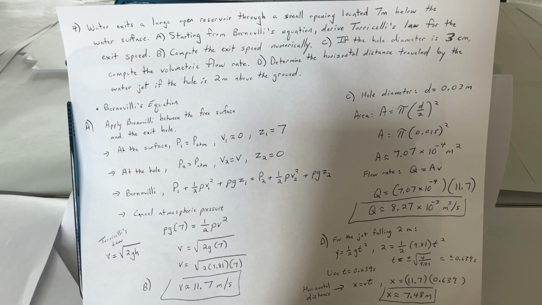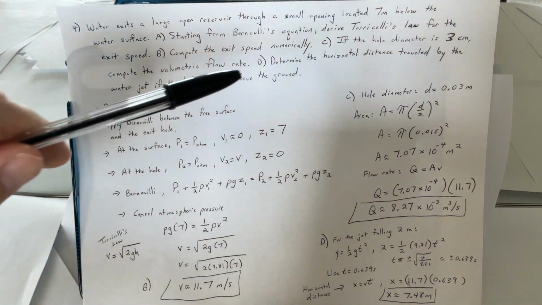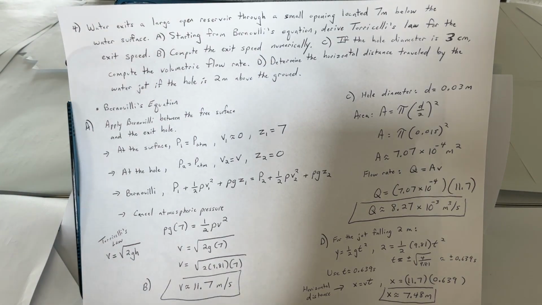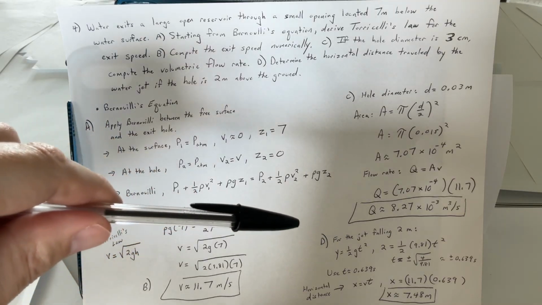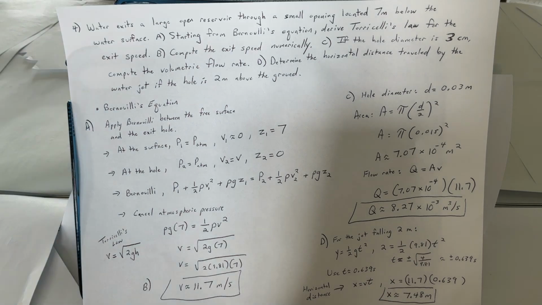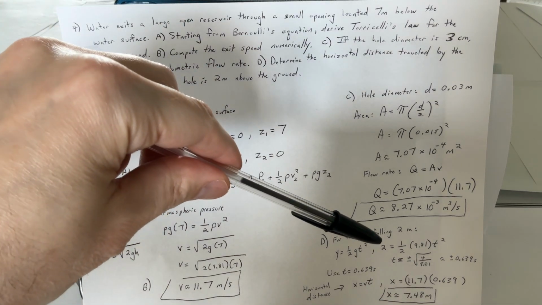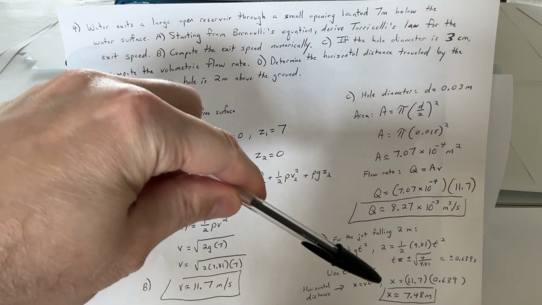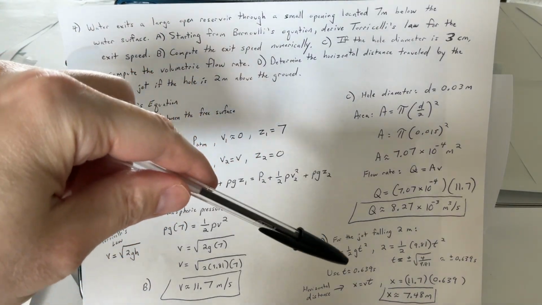And for part D, we want to determine the horizontal distance traveled by the water jet if the hole is 2 meters above the ground. So for the jet falling 2 meters, we're going to use y equals 1/2 g t squared. Okay, so substitute 2 equals 1/2 times 9.81 t squared. Solving for t, we're going to use the positive value, 0.639. That'll be in seconds.